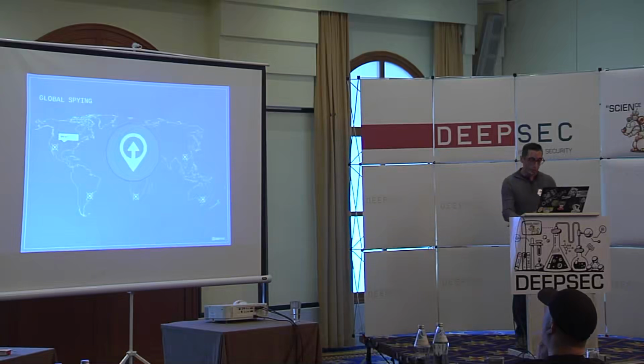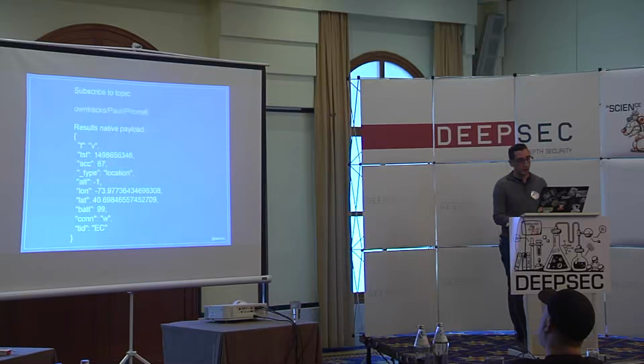Two examples. One is the on-tracks. With on-tracks you can do Sterling Archer type of global spying. You can subscribe to a broker with an on-track topic and just listen to whoever walks on the street. The one that I'm presenting here is a real-world example of Paul. I don't know Paul, so excuse me.